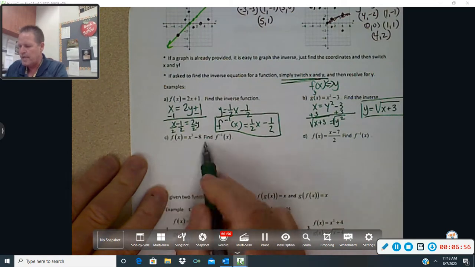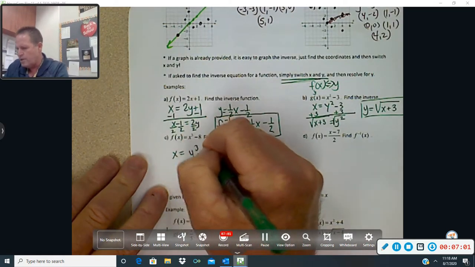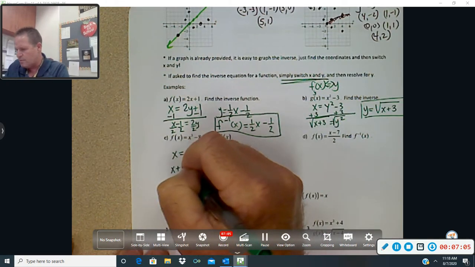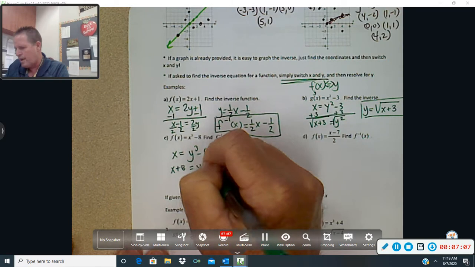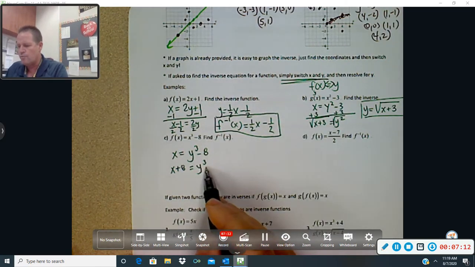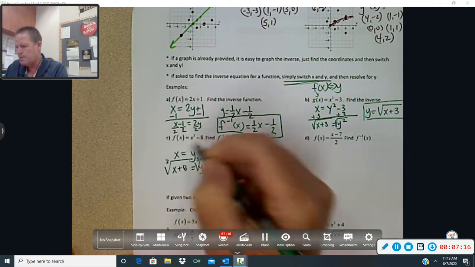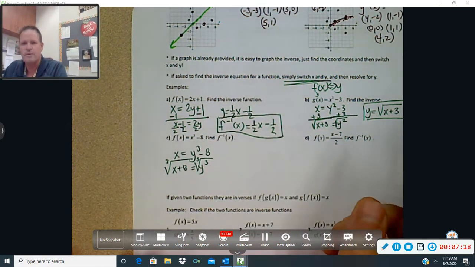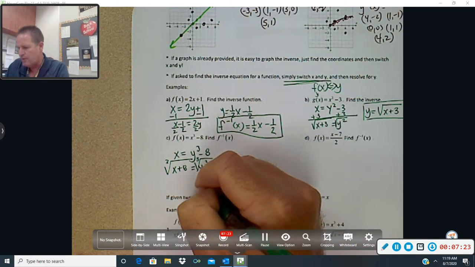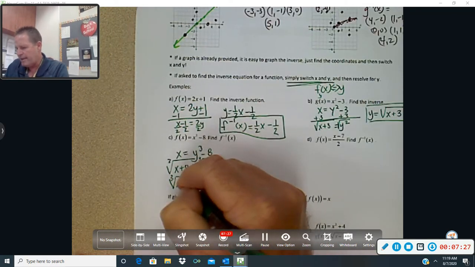All right, so let's go to letter C here. We are going to, again, switch x and y. So we're going to say x equals y cubed minus 8. We'll add the 8 over to the other side, so we'll say x plus 8 equals y cubed. Hopefully you remember that to solve a cube, you will cube root each side. Cube root. Or you'll use the reciprocal exponent power. That's a chapter that we learn about. You don't need to know about that either right now. So we're just going to say y equals the cube root of x plus 8.